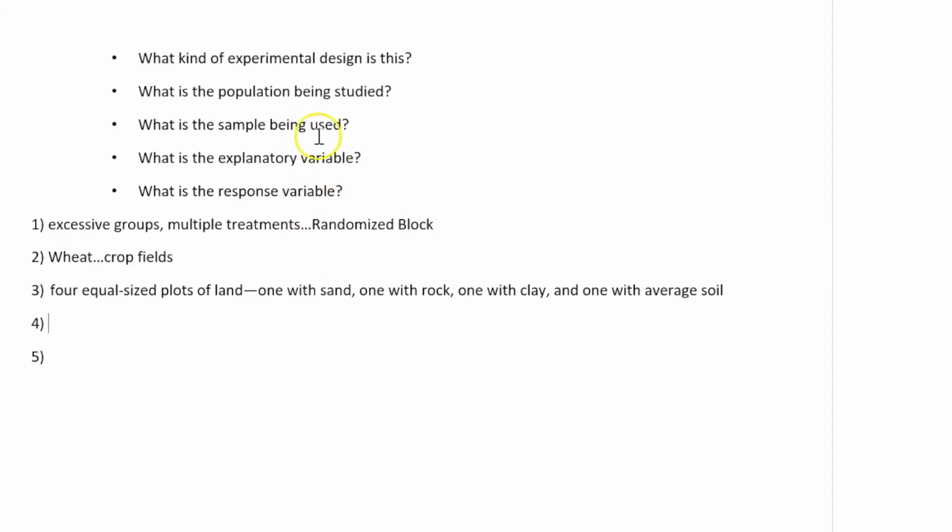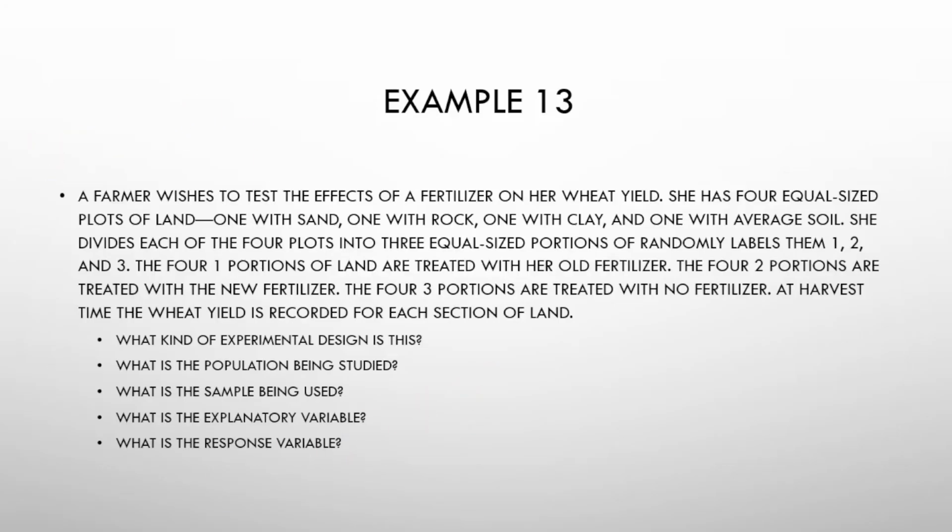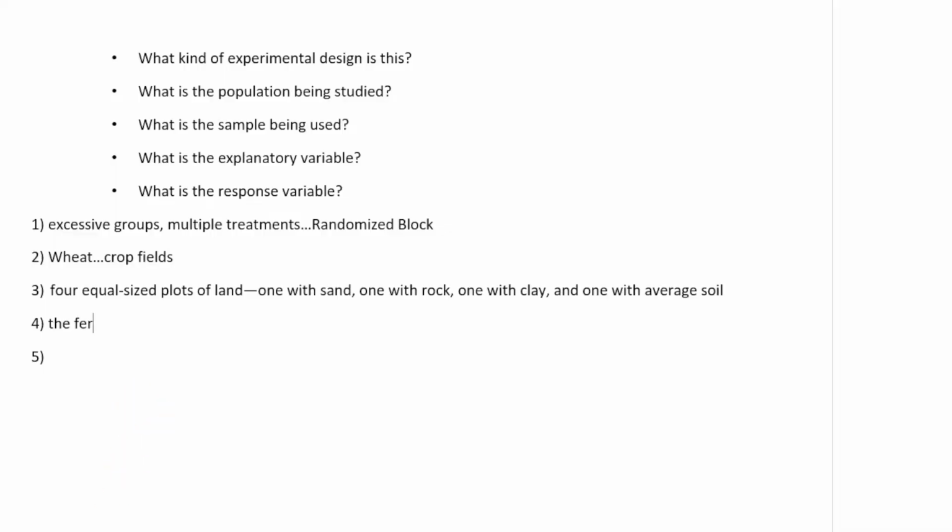All right. So we got through population, we got through sample, and now we're looking at explanatory and response variable. Again, explanatory is the treatment being applied. It's our independent variable. And then the response variable is what we measure at the end. So what is the treatment, or what am I putting on these crops to see what happens? Fertilizer, right? We have our old fertilizer, a new fertilizer, and then no fertilizer. So our explanatory variable is going to be the fertilizer.